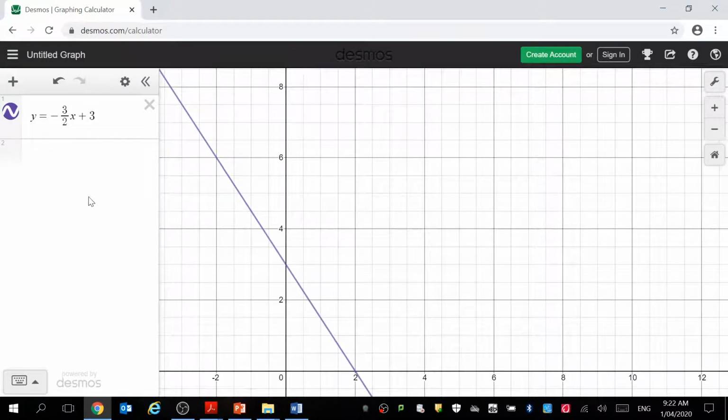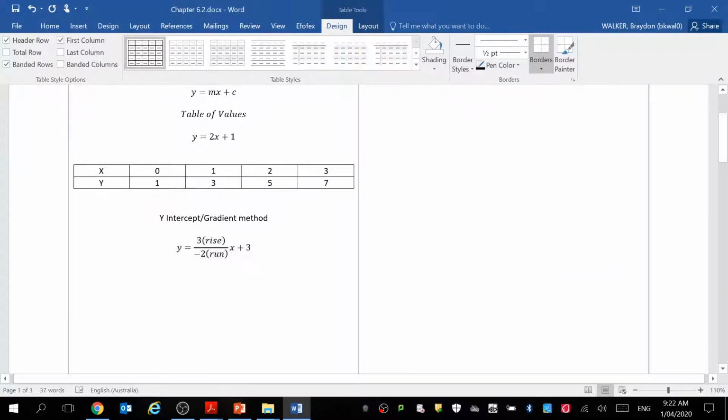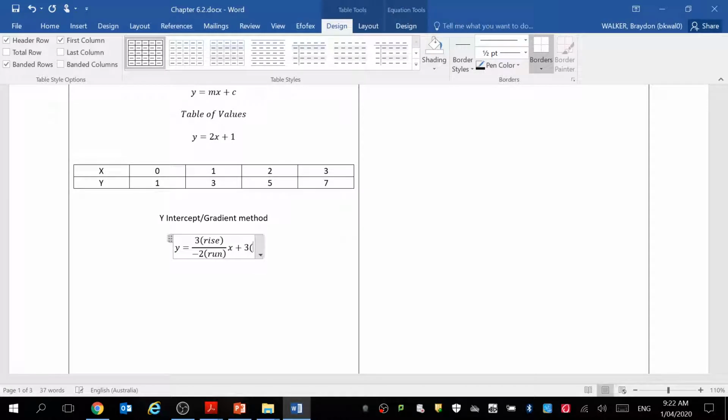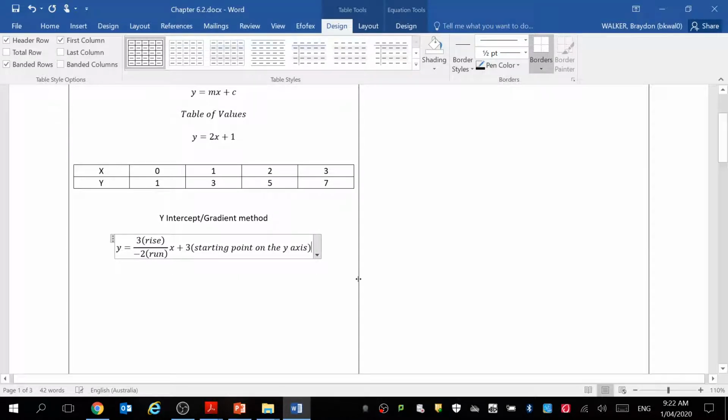At this point in time. So that's how you apply a negative fraction and negative gradient. Okay, that is our y-intercept / gradient method. And remember this 3, I just realized I'm going to put in, this is your starting point on the y-axis. That might make it a bit easier for people to understand when they look at these notes.